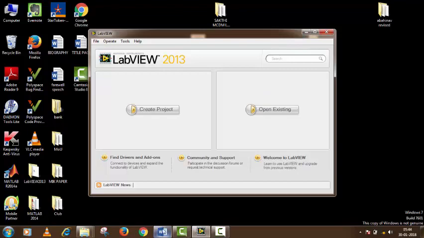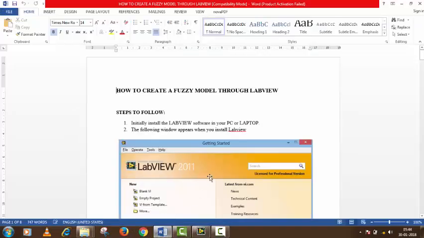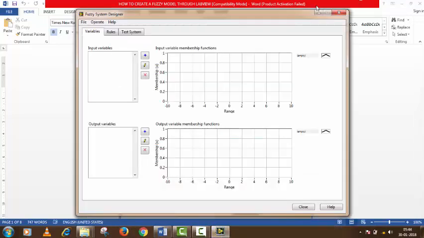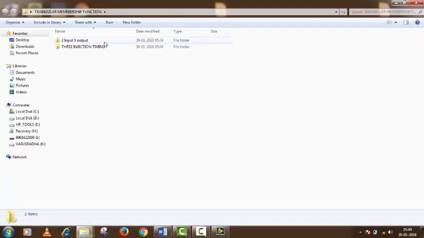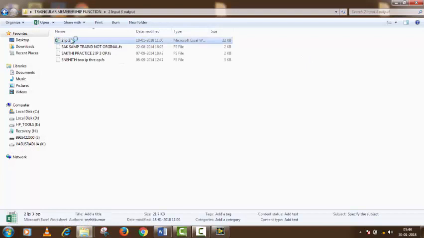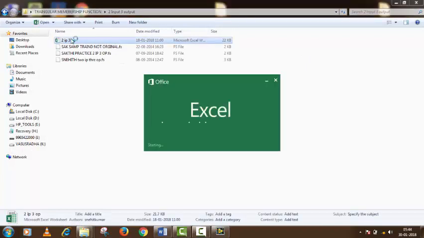In the meantime, we have to create a fuzzy model through LabVIEW. So your LabVIEW software is ready, and parallelly we have to go for one example. I have some Excel file which I already created here.